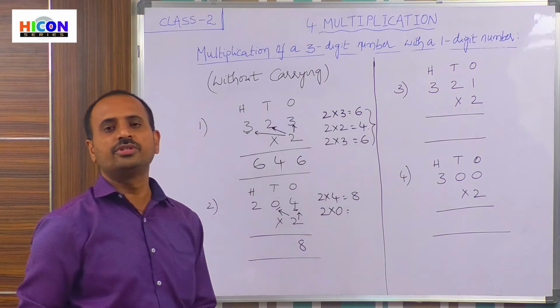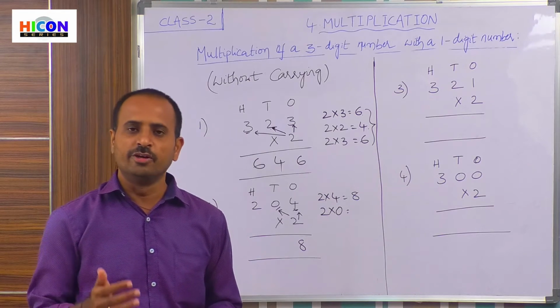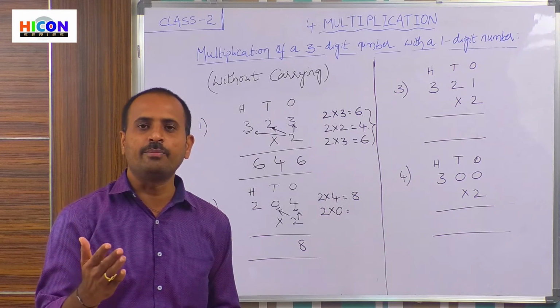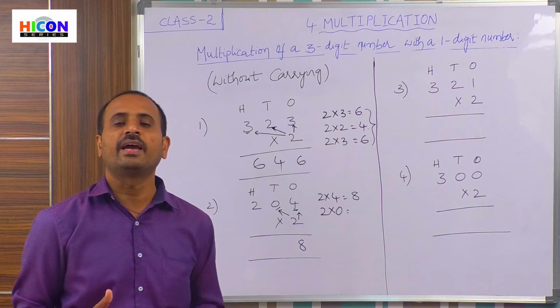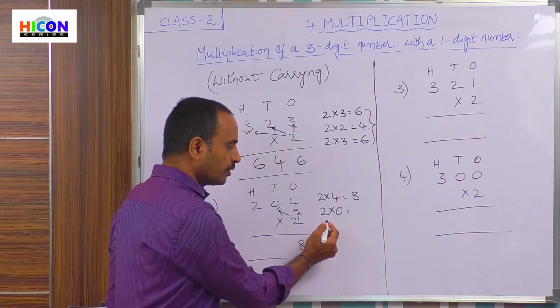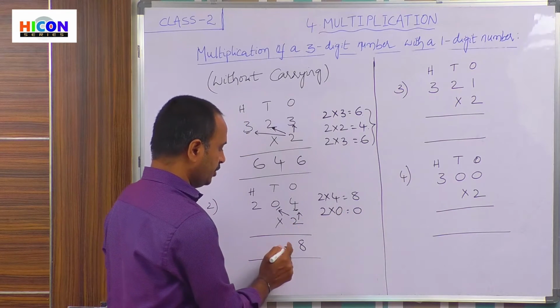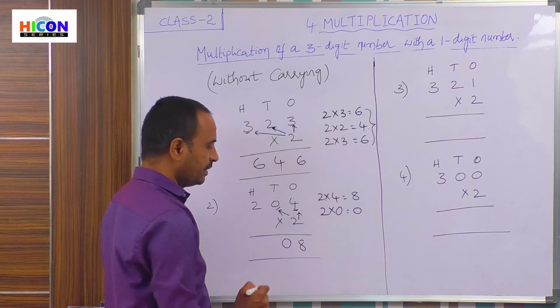Children, how much is 2 into 0? Already you have learnt about multiplication facts. In multiplication facts, if any number is multiplied with 0, again we will get 0 as the answer. So if you multiply 2 with 0, the answer is 0. And write 0 under tens place.